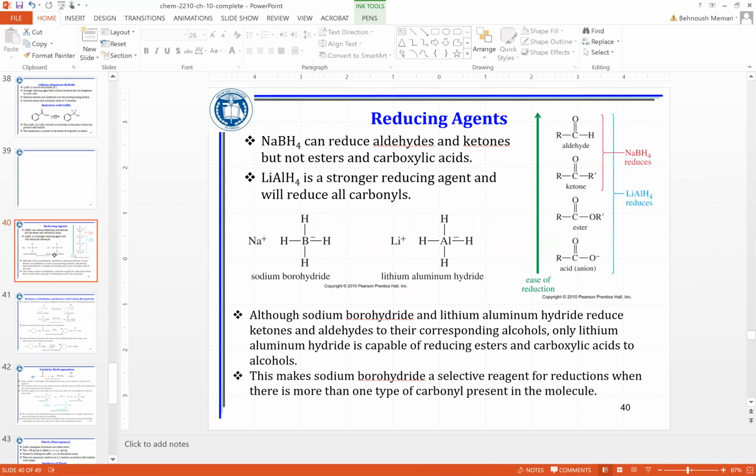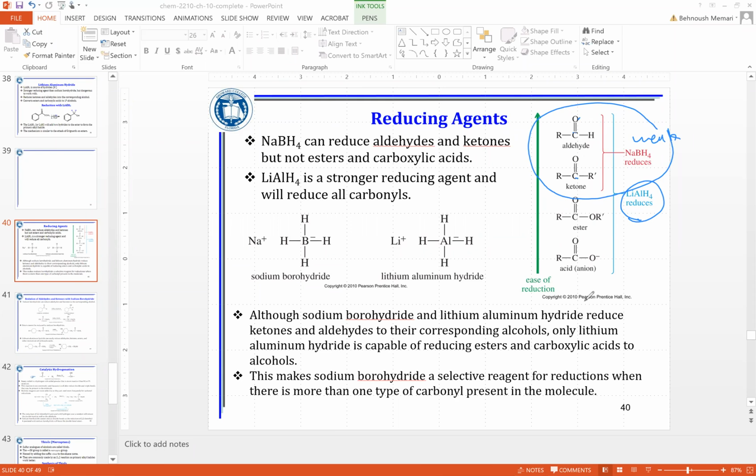Okay, the magic trick was to memorize it. And how do we know? It's from slide number 40 that sodium borohydride is weak because it can only reduce aldehydes and ketones, but lithium aluminum hydride is strong because it can reduce everything.